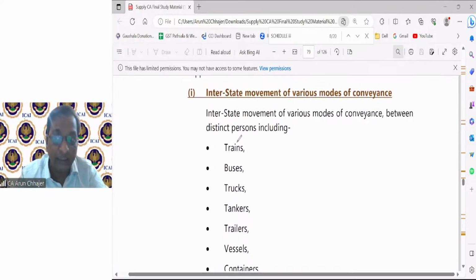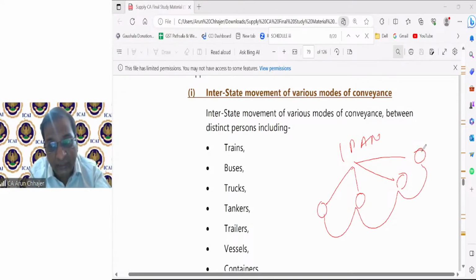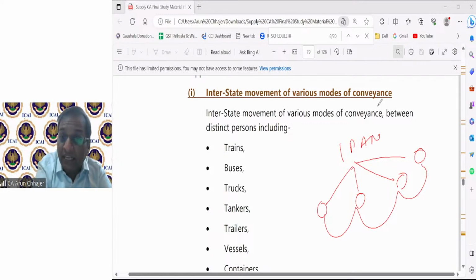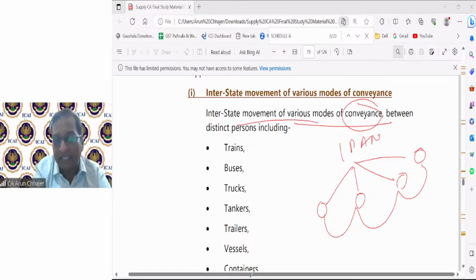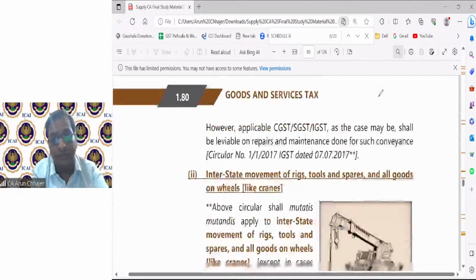persons. What is the distinct person? In the last class we have discussed, if the permanent account number is the same, but the GST numbers are different, then they are treated as distinct persons. Correct? Now, in that, there are various modes of conveyance moved, like trains, buses, etc. Will it attract the GST? It has been clarified that where such movement is for further supply, then it shall be treated as a supply. Otherwise, it will be neither supply of goods nor supply of services.